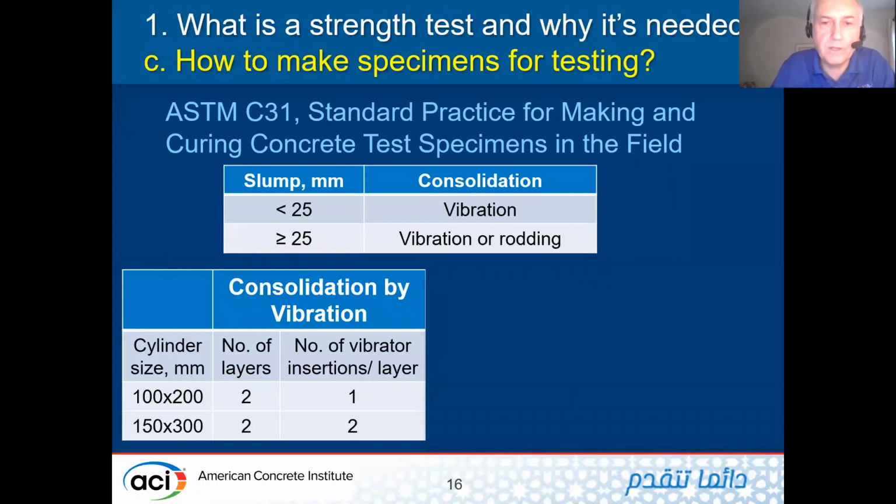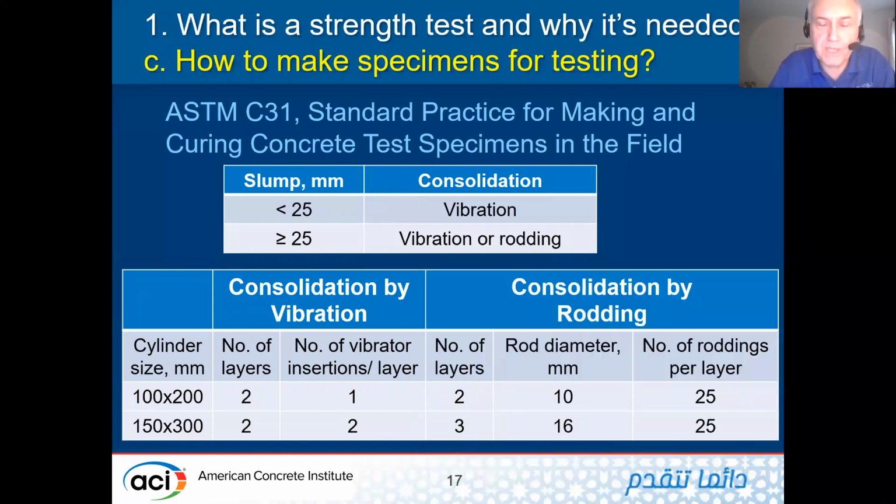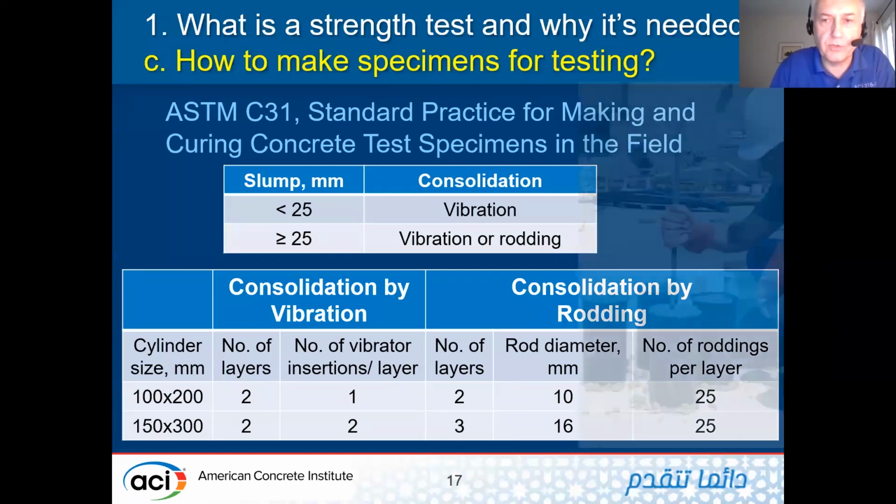So when it comes to consolidation by vibration, the requirement is to place concrete into cylinder molds in 2 layers and vibrate it by 1 insertion for smaller cylinders and 2 insertions per layer for the larger specimens. And when it comes to rodding, there are 2 layers for smaller cylinders and 3 layers for larger cylinders. There's a difference in rod diameter that you need to have, and also the number of rods per layer is the same regardless of the specimen size that you use.